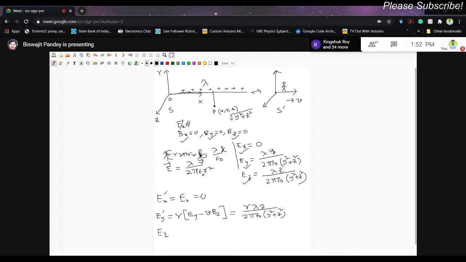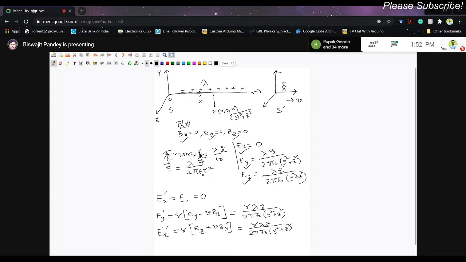And similarly, the z component will be gamma times (Ez plus v By). Again, the second term is 0 because there is no Bx, By, Bz. So this will be gamma lambda z divided by 2 pi epsilon 0 (y square plus z square), very easy. Now you see these are the electric field and magnetic field.